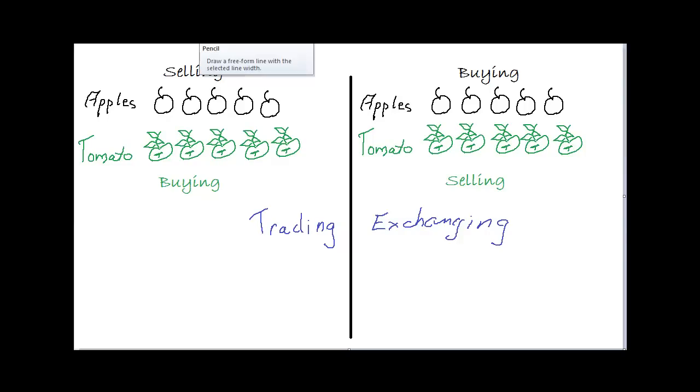But sometimes when you come to do a transaction like this, you'll find that the person who's selling the apples doesn't want tomatoes. He actually wants something else. And so our buyer has to go look and see what he has available, because in this case the seller is saying, no, I don't want tomatoes. What else have you got to offer me?